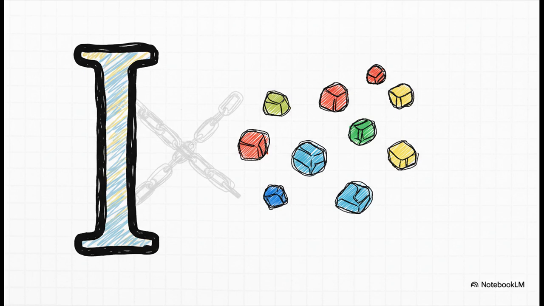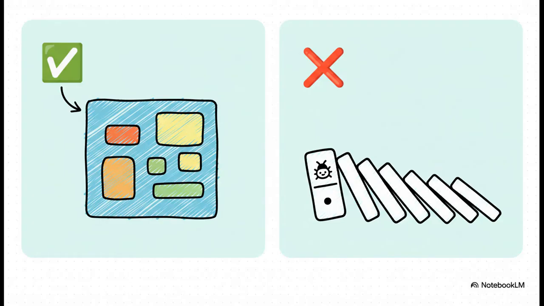Next up, I is for independent. Every single test has to be its own little universe. It needs to be able to run all by itself, or in any random order, without depending on some other test to have run before it. This is so important, because when a test fails, you need to know exactly why.